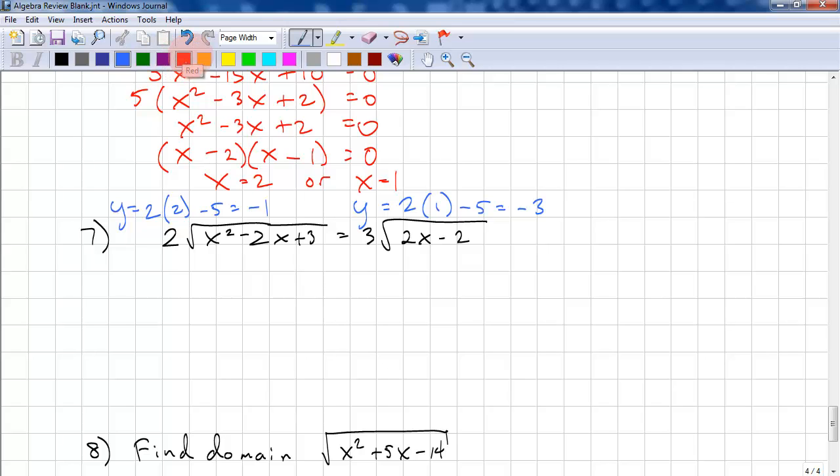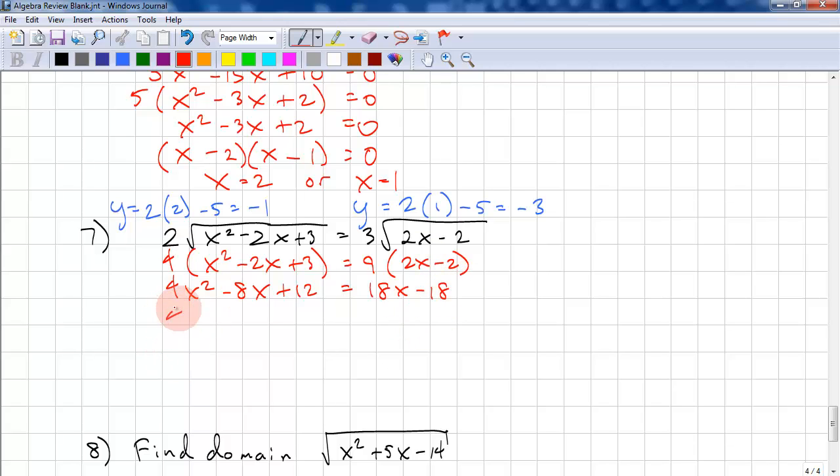Okay, to solve this question, we have a radical on both sides. The only way to solve this is to square both sides. We square this, we get 4, and use brackets. Square this, we have 9, and we expand. 4x squared minus 8x plus 12, 18x minus 18. Bring everything over to one side, 4x squared.